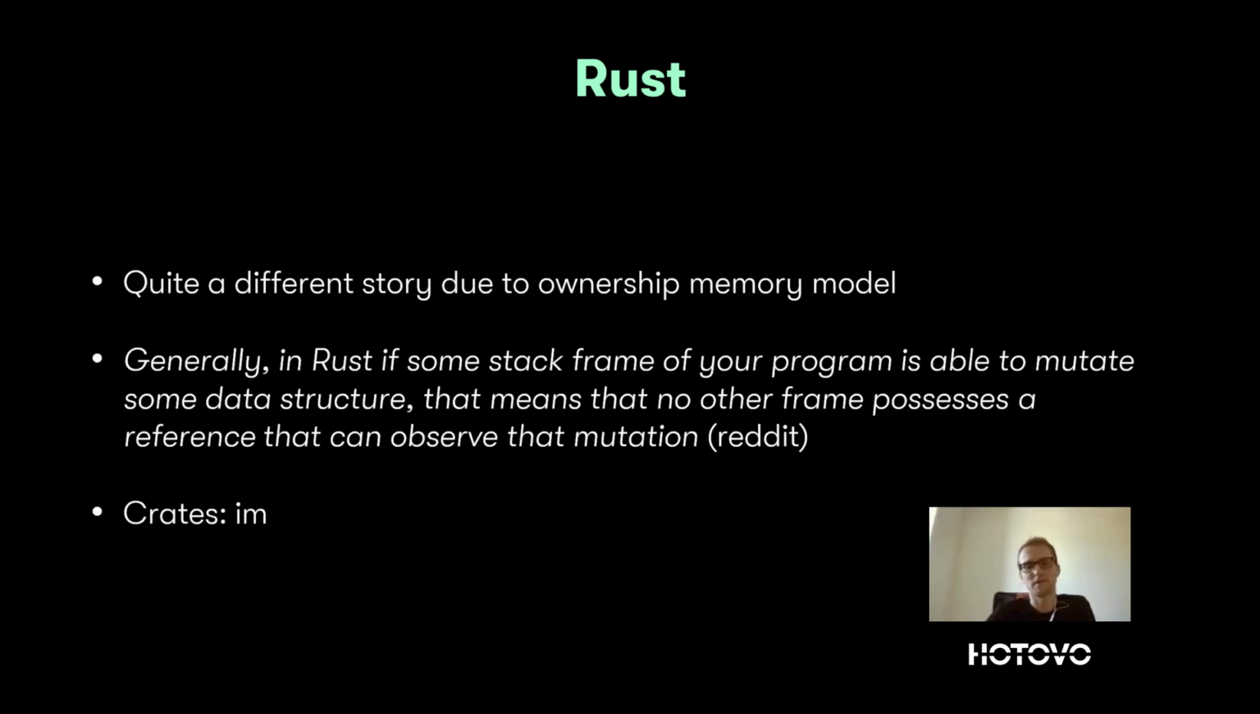So I'll leave you with this citation from a Reddit user: in Rust, if some stack frame of a program is able to mutate some data structure, that means that no other frame possesses a reference that can observe the mutation. So this basically solves most of the problem with mutable state, where some structure can be mutated by different parts of the program, which can lead to bugs, of course.